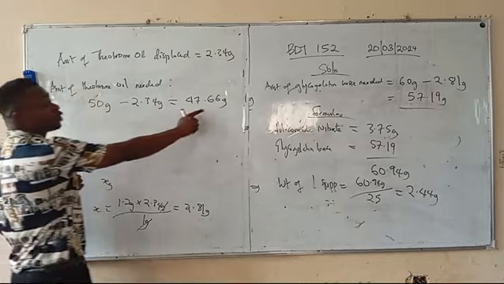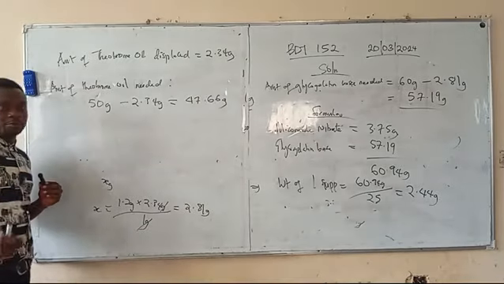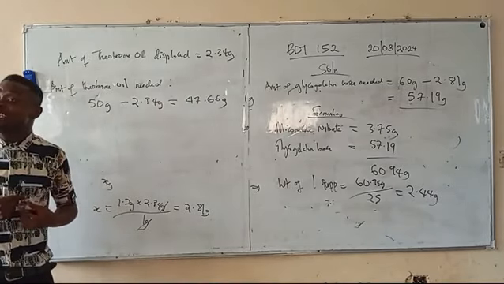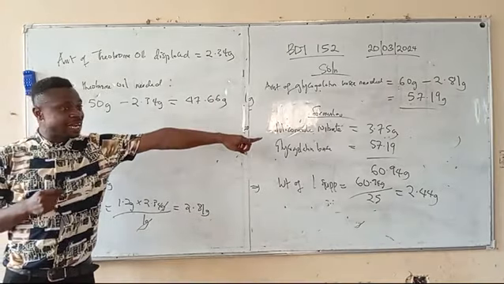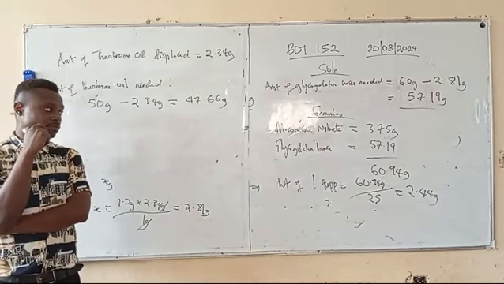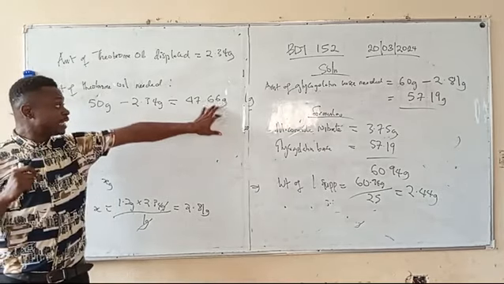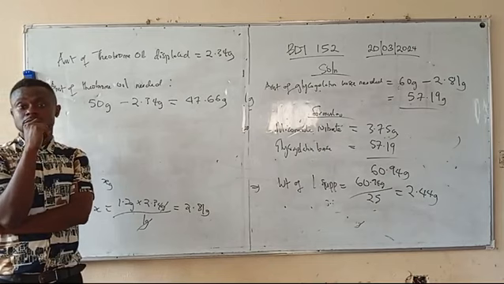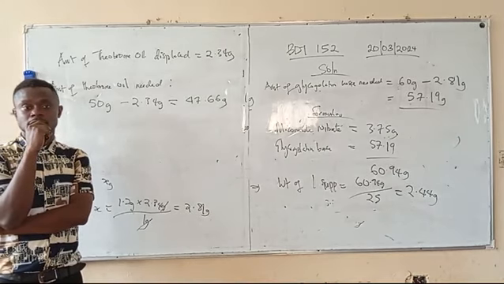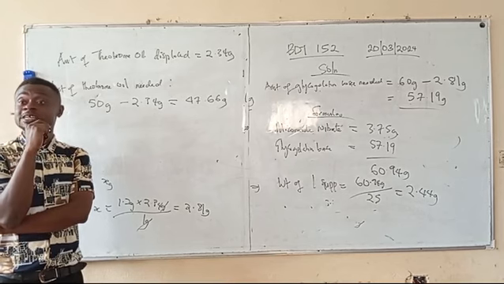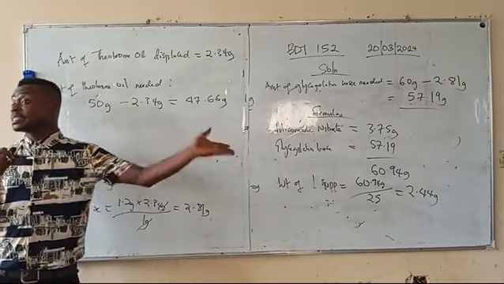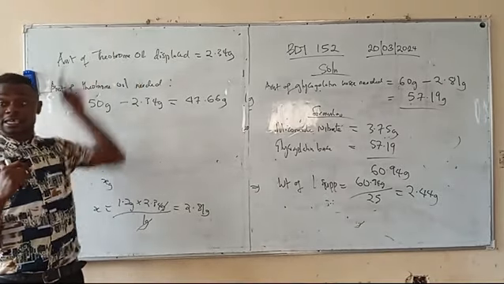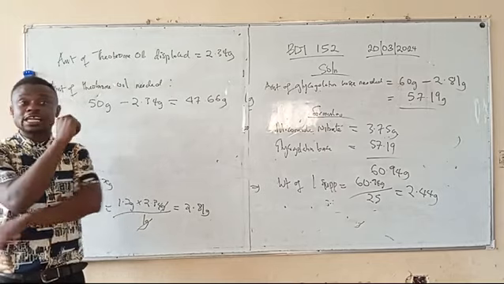So here, 47.66 gram. Now let's check whether this is actually true. Multiply this by 1.2. See whether you can get 57.19. You can decide to solve at the end, you convert, or if you want to convert at the beginning, subtract. Any one you want to do is okay.